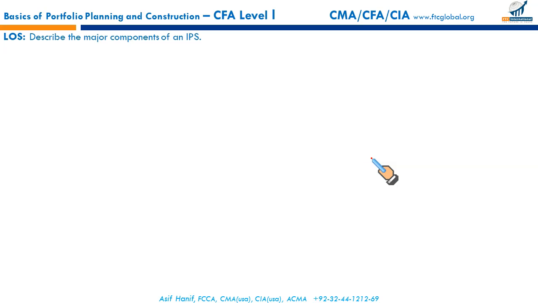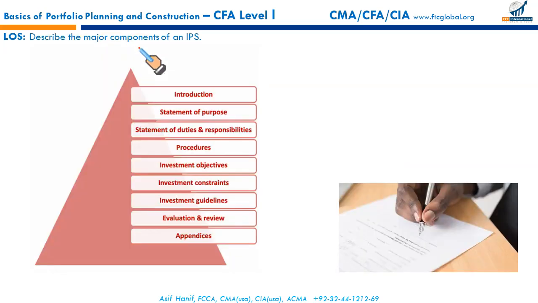Then we have the next LOS. It says describe the major components of an IPS. We have discussed this in our previous reading, just a quick overview. First, there will be introduction, that would be the description of the client. Then statement of purpose. Why do we have this IPS? Statement of duties and responsibilities of client, advisor and custodian. The procedure, specifically the investment procedure. Investment objectives, for example, the target rate of return.